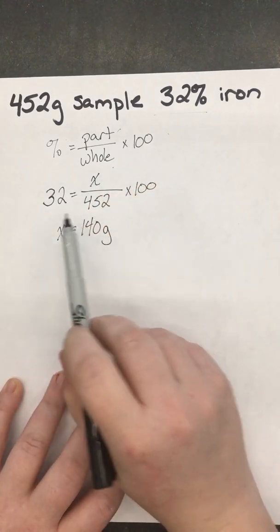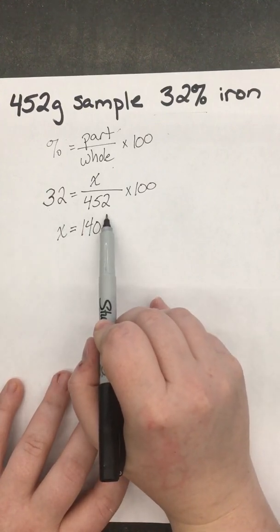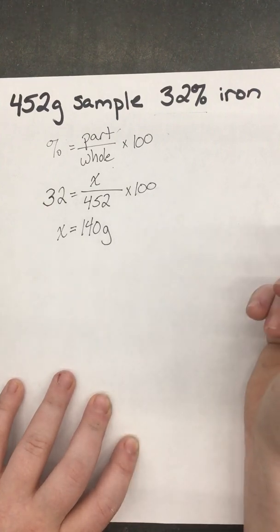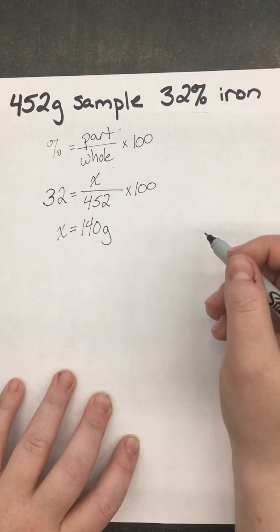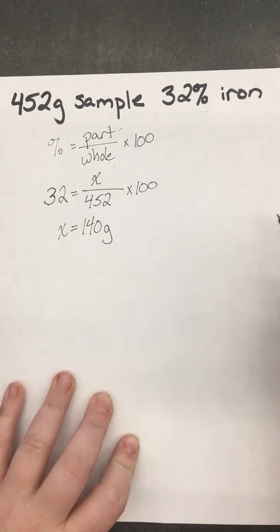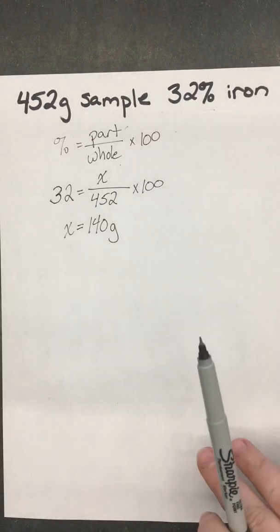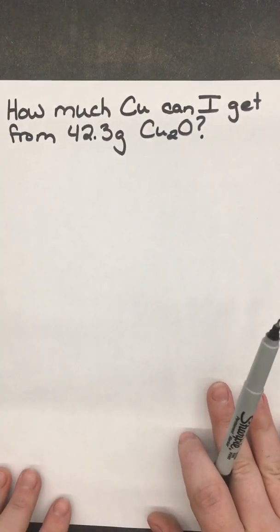Notice I do have two significant figures. The 32 has 2, the 452 has 3, and this 100 has an infinite number of significant figures because percent does mean out of 100 exactly. So this is one of the easier examples where I know what the percent is. However, sometimes I might not know what percent it is.